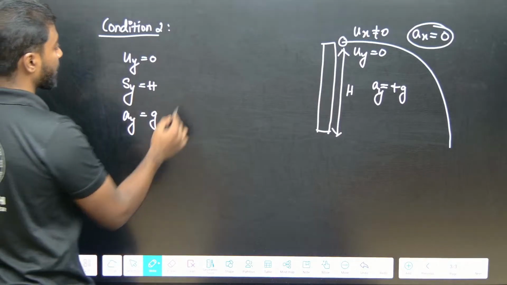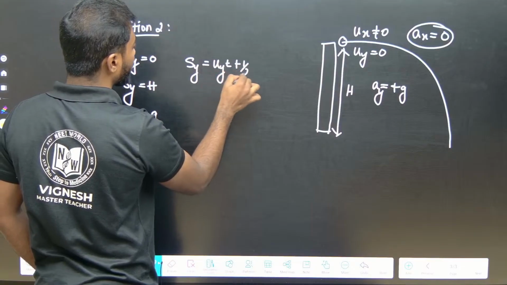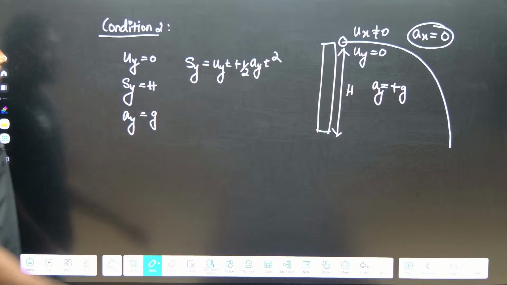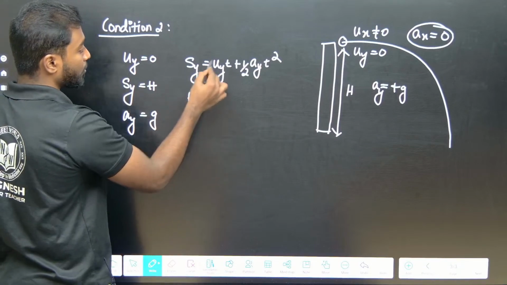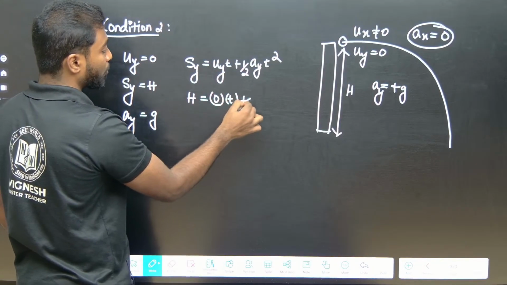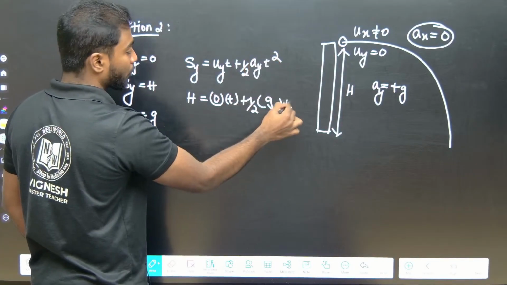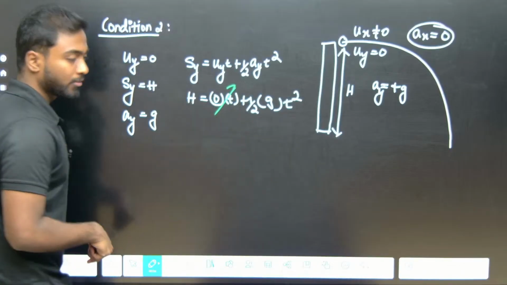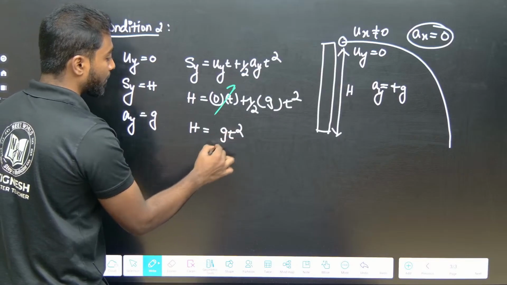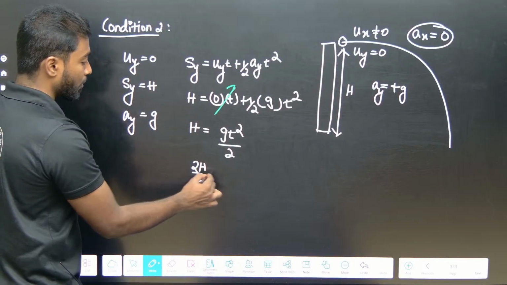Similarly, same equation I can use, sy is equal to uy t plus 1 by 2 into ay t square, right? So sy is h. So velocity in y direction is 0 into t plus 1 by 2 into acceleration in y direction is g, and this time is t square. This I can neglect, 0 into something is 0. h will be equal to g t square by 2 again. So 2 I can take this side, 2h by g will be equal to t square.